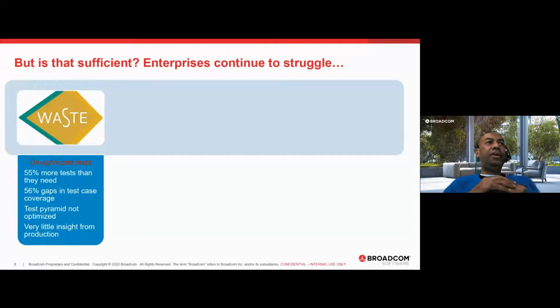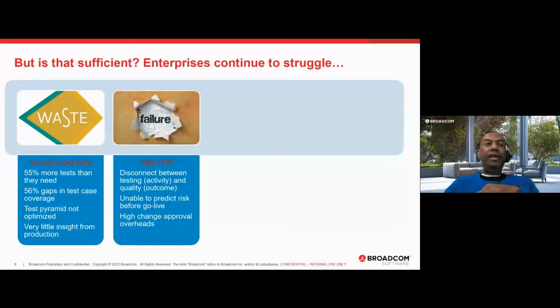They have either over testing or under testing. So when you're over testing, you have waste, and if you're under testing, you have risk that you're not addressing, right? So gaps in the test coverage. We often see that the test pyramid is not very optimized. People have inverted test pyramids or the ice cream cone, and we see very little insight from production in our testing today, right? So we'll talk about that as part of our shift right.